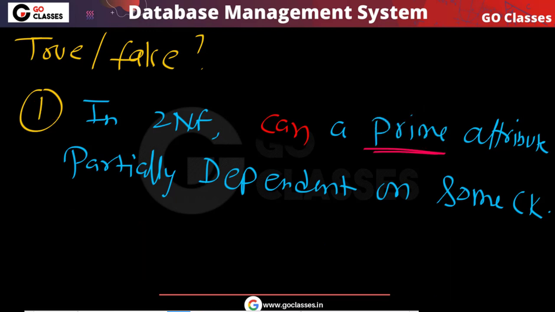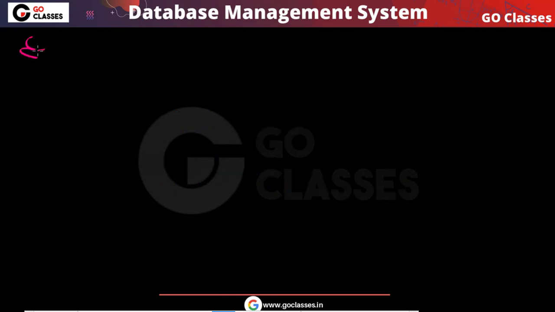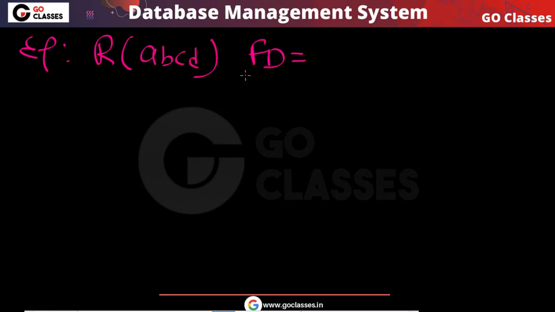Now in 2NF, can a prime attribute be partially dependent on some candidate key? Yes, no problem. Here the answer is yes. There is no problem with a prime attribute partially dependent on some candidate key. For example, consider this example. Let me take this relation ABCD, and let's take some functional dependencies.